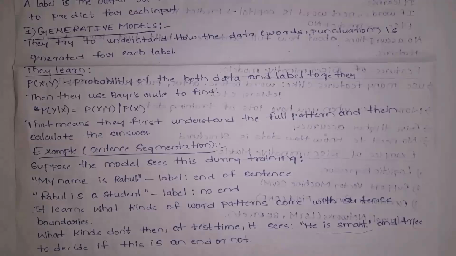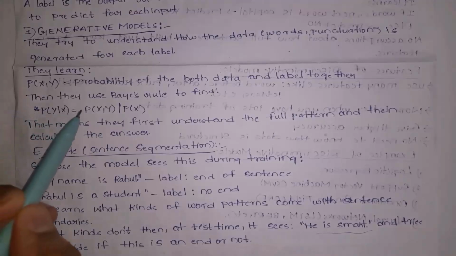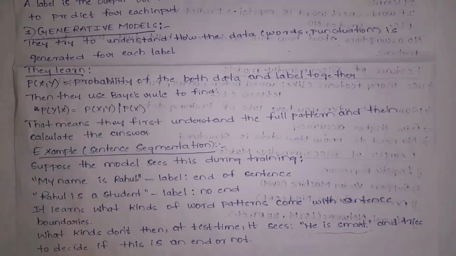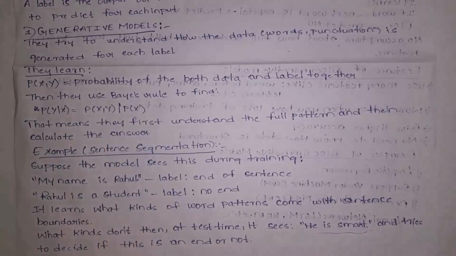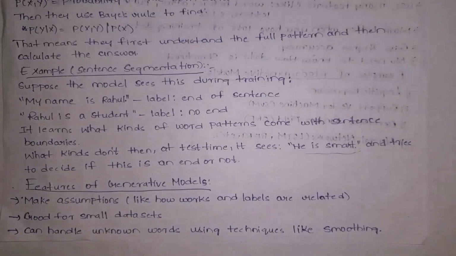Where is the formula? Probability of y given x is equal to probability of x comma y divided by probability of x, where x is nothing but each word and y is label. We call this formula as Bayes rule. Meaning of this formula is at first this model will understand complete pattern and then this model will calculate answer. These are features of generative model.